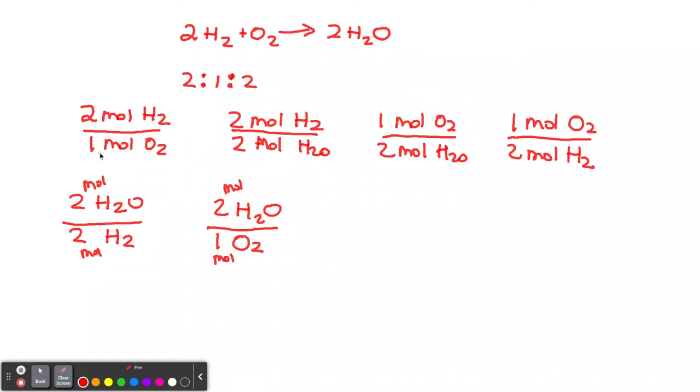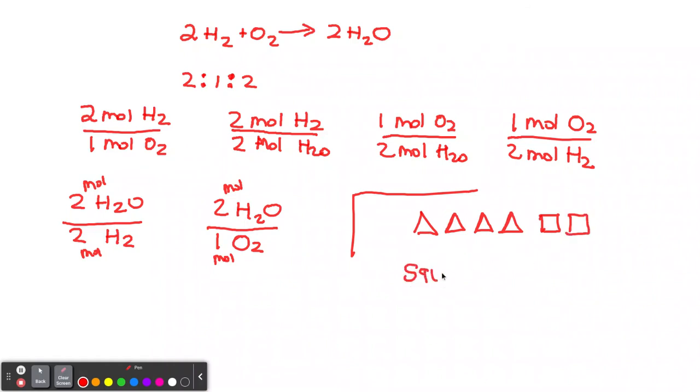So remember, there is a difference in all these ratios. It's just like if you did, let's say, for example, in math, if we had 4 triangles and 2 squares. If I said, what's the ratio of squares to triangles?